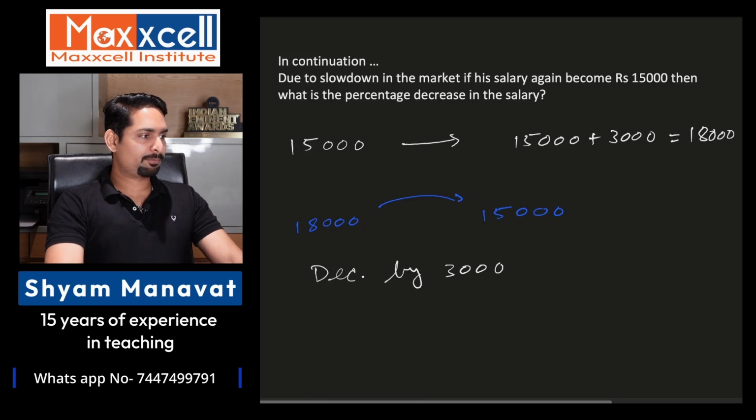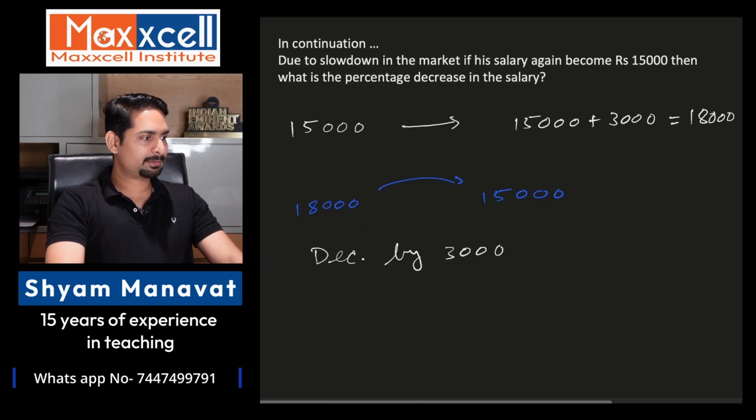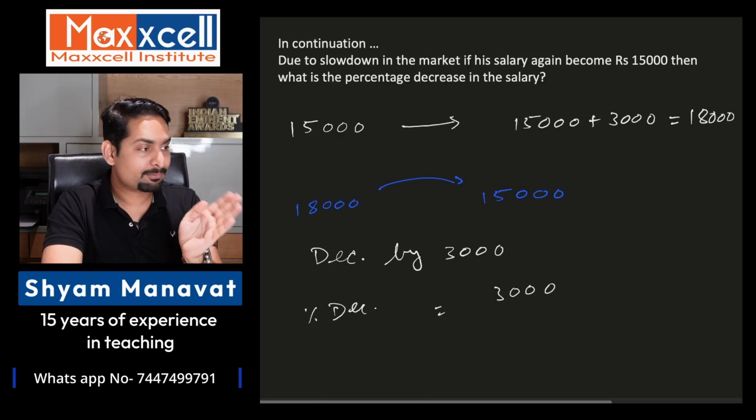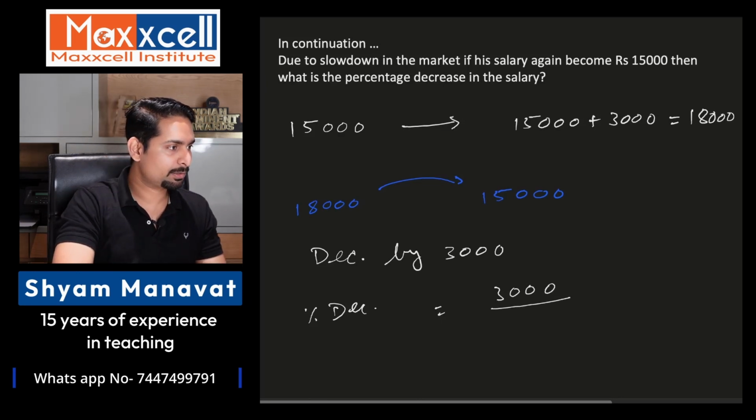Now, if you need to calculate percentage decrease, how do you calculate this? You will say percentage decrease here is the decrease, which is 3,000, divided by, it is decreasing from 18,000. So base value is what?